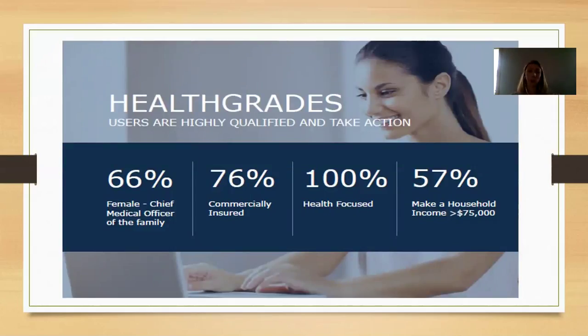We have all of these people going to Healthgrades, but who are they? 66% of the users identify as female, and they also identify as the chief medical officer for their entire family. So that's them shopping for a provider for themselves, their children, their spouses, their parents, their spouse's parents. They're shopping around for providers for a lot of different people. You want that person to be finding your profile. 76% are commercially insured, 100% are health focused. Like I said, they're beyond their research phase. They're ready to find the right provider. And 57% make a household income of over $75,000 annually.